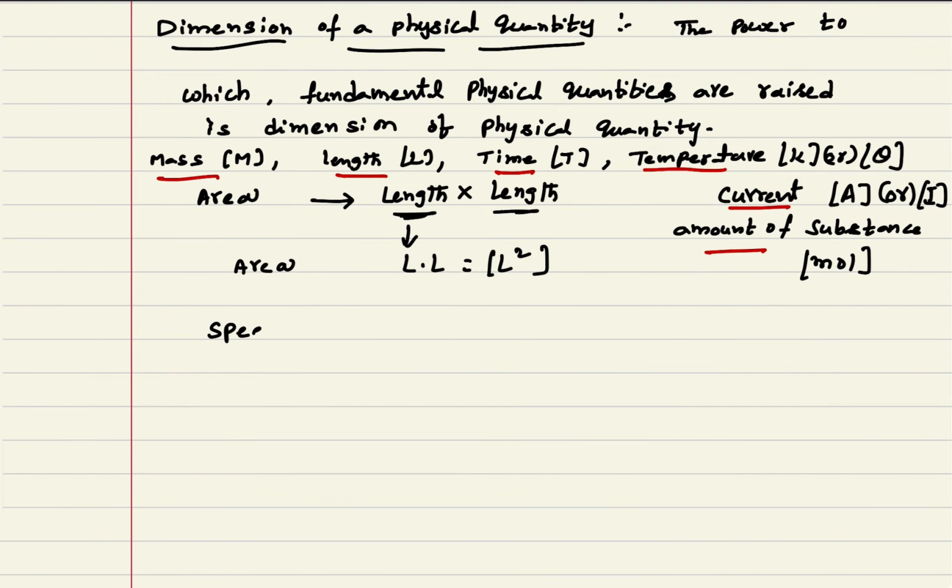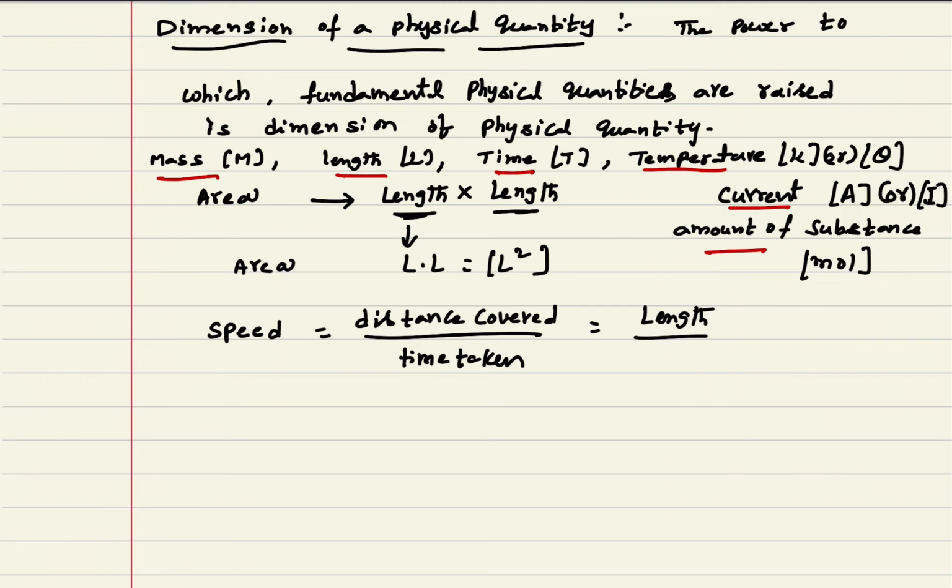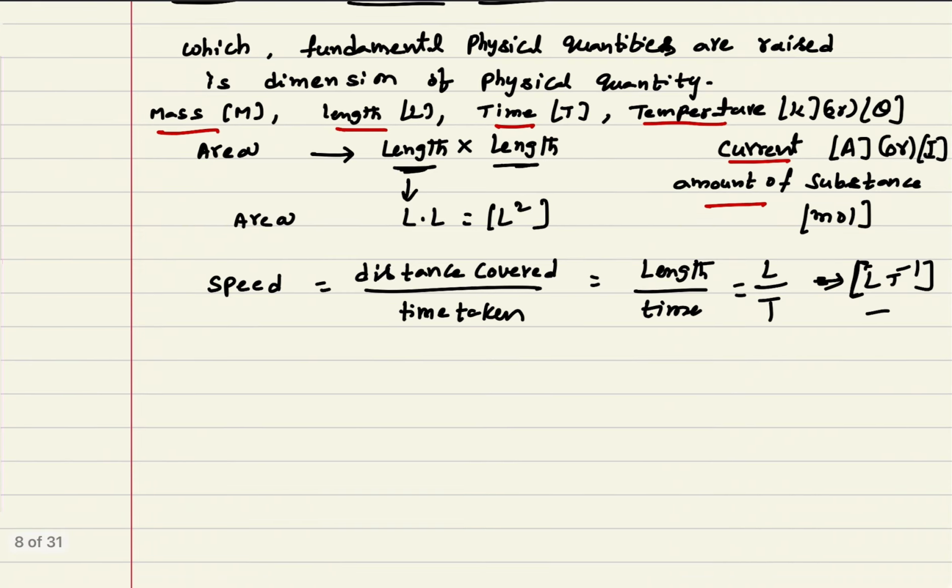Similarly, if I write the speed, generally you can write it as distance covered divided by the time taken. Distance is nothing but length only. Time taken you will write as time only, because time is a fundamental physical quantity. So you can write L by T as the dimension of this. So finally you can write it as L T power minus 1, the dimensional formula of speed.